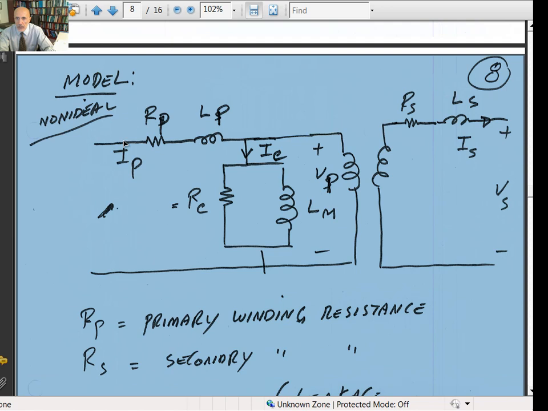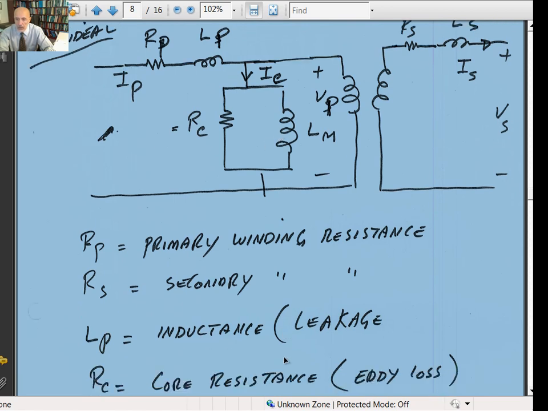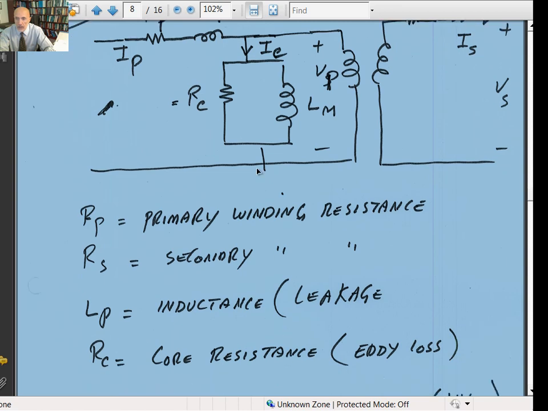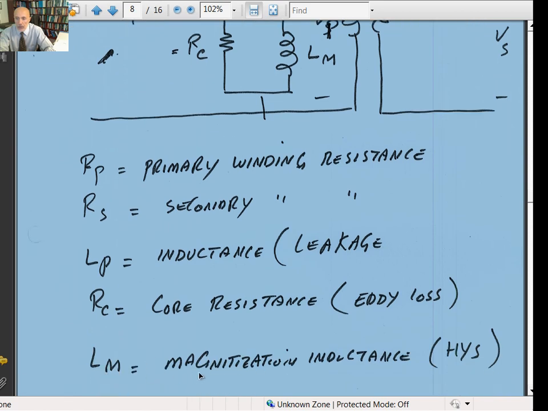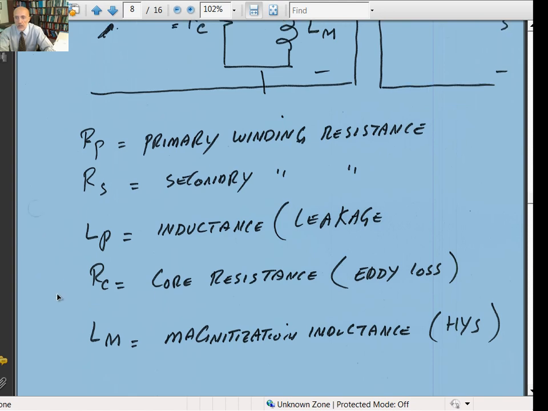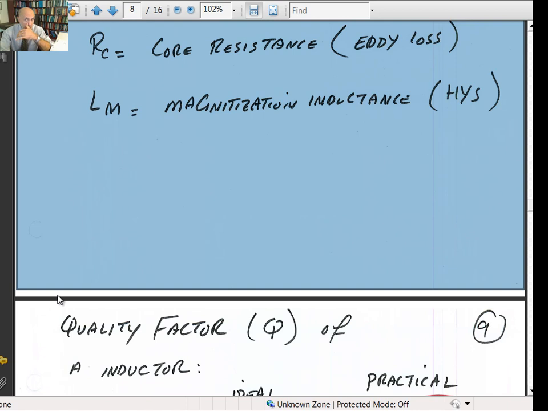So in this non-ideal model, R sub P is the primary winding resistance, R sub S is the secondary winding resistance. L sub P is the leakage inductance on the primary, and R sub C is the core resistance, that's for the eddy current loss. And L sub M is called the magnetization inductance, that's to take care of the hysteresis losses. Once you have those, you should be able to calculate the actual efficiency.